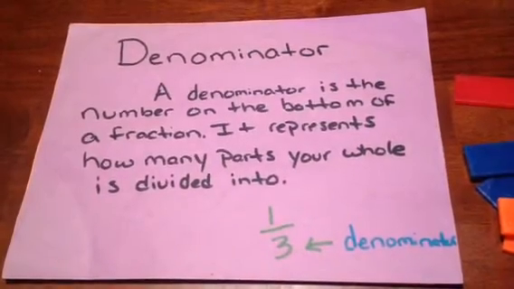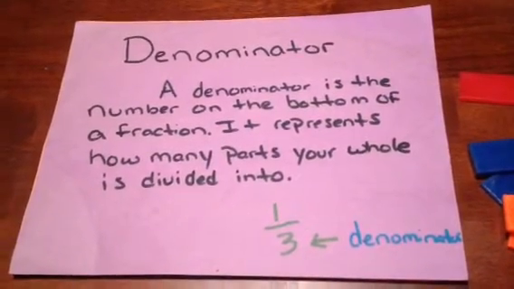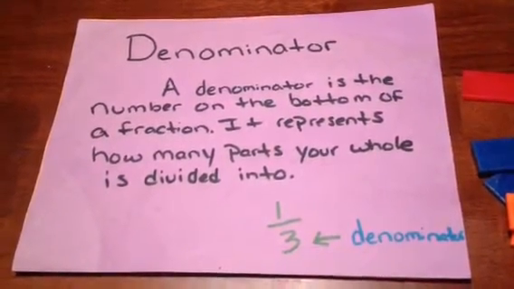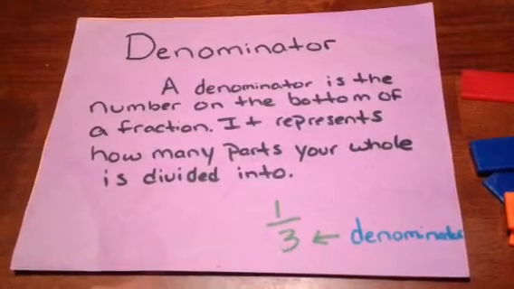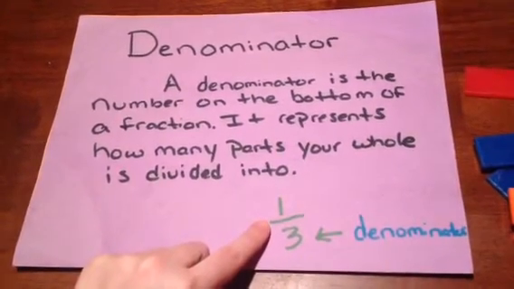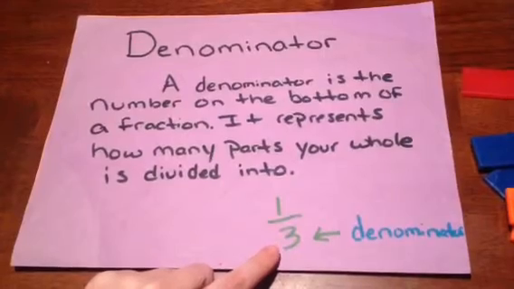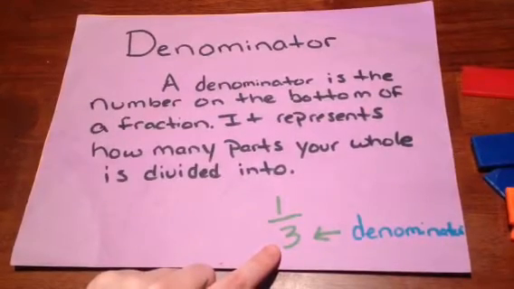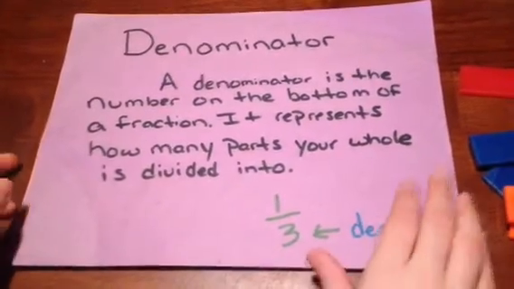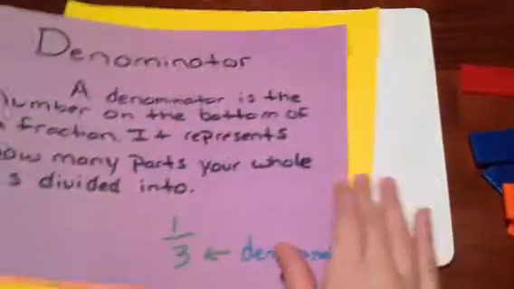A denominator is the number on the bottom of a fraction. It represents how many parts your whole is divided into. Again, I have 1/3. 3 is the denominator. That is how many parts my whole is divided into. I will be showing you some examples of fractions using fraction tiles.